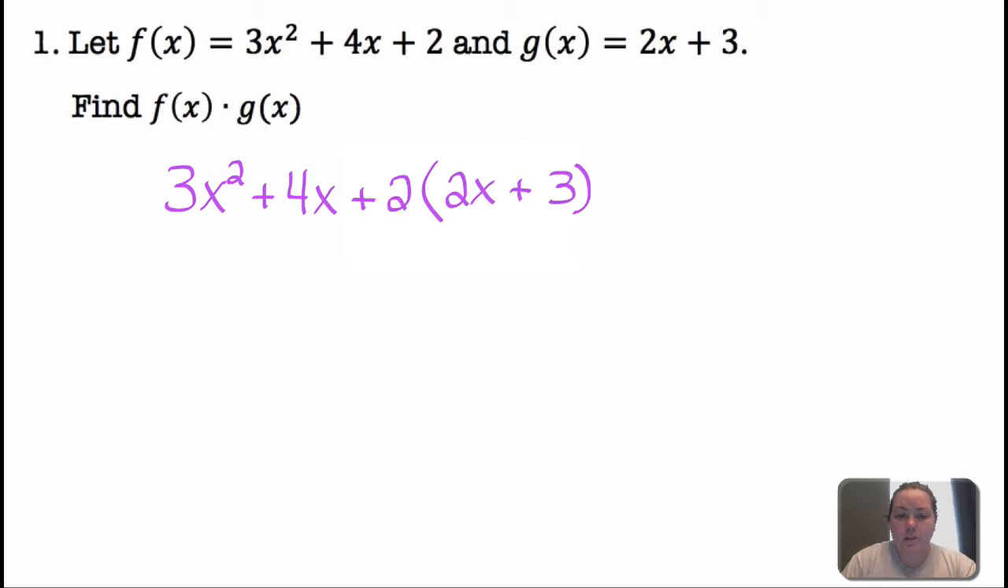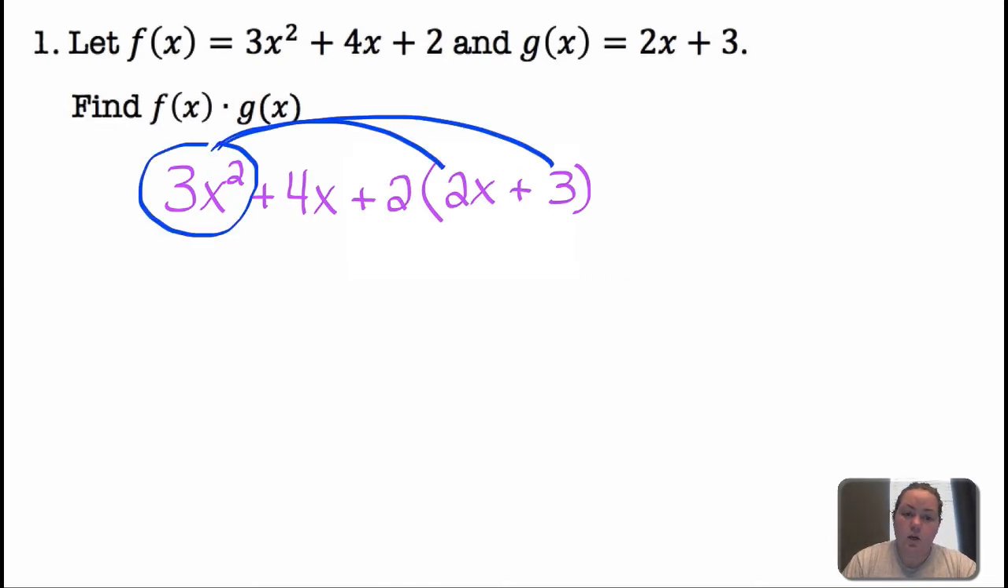So what I'm going to have to do here is distribute, but I'm going to have to distribute every term in the one group to the other term in the other group. So this 3x squared is going to go to both terms in the second group. Then the 4x is going to go to both terms. And then the 2 is going to go to both terms.